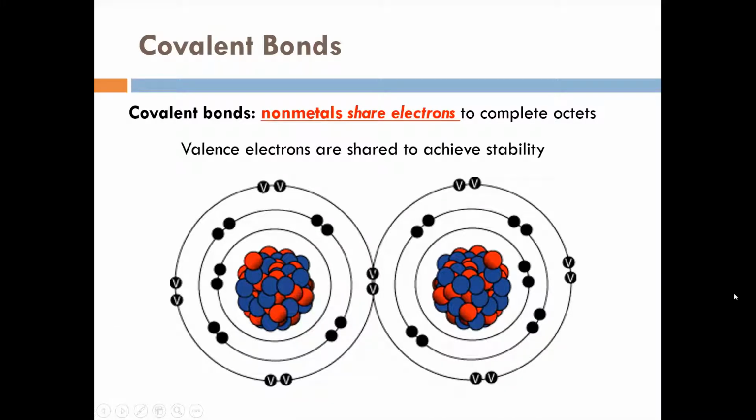Hi guys, we're going to pick up with covalent bonds. Now, covalent bonds are when nonmetals share electrons to complete their octets. And remember, octets are only filled with valence electrons. These are the outermost shell, okay? And they are shared between the two atoms to achieve the stability of a noble gas.